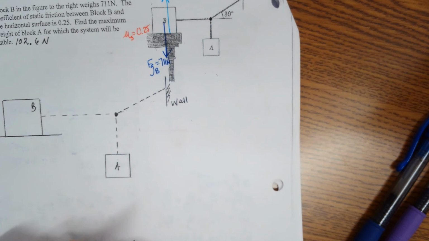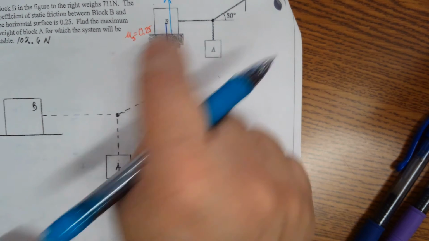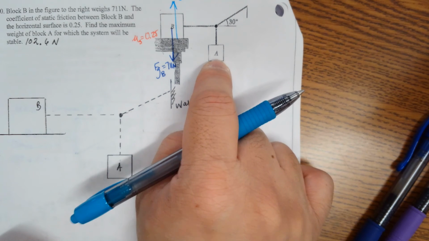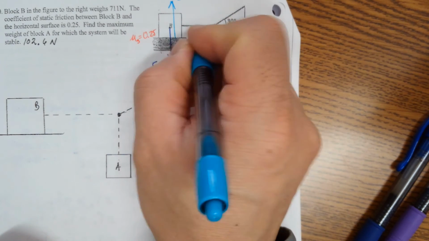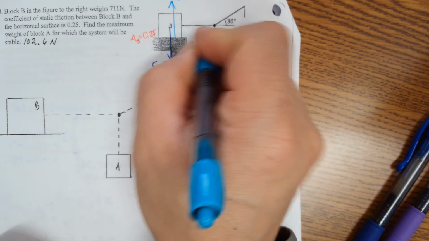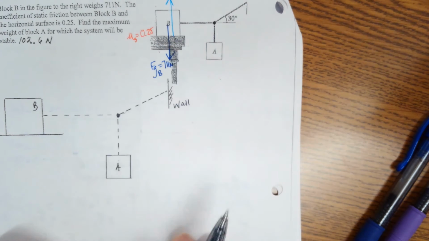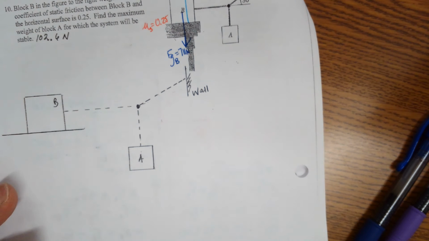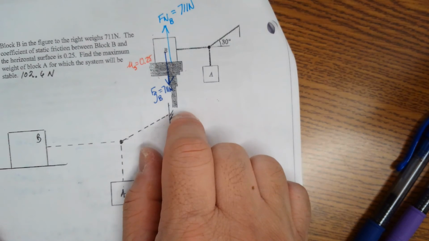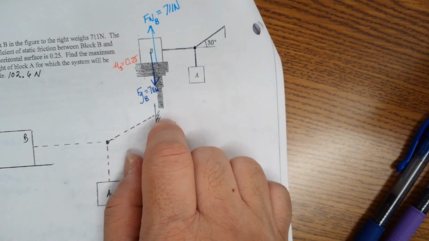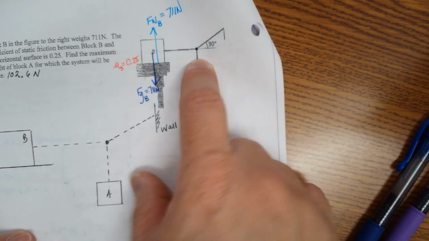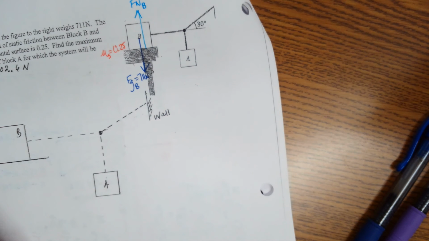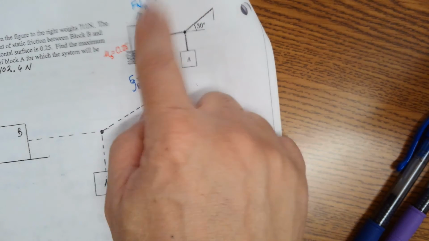All right. What's the maximum weight of the block A for which the system will be stable? Well, the tension here is what's really pulling this block B, but that has to be countered by the frictional force going in the opposite direction. Right? And the tensions, tension A, tension B, tension C, are going to have to be all calculated out, and there will be different tensions.